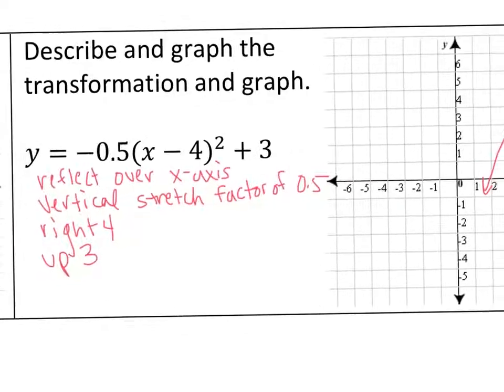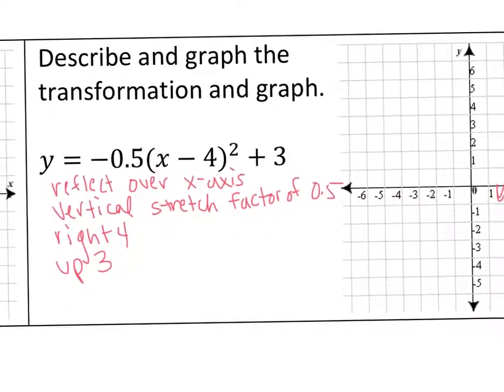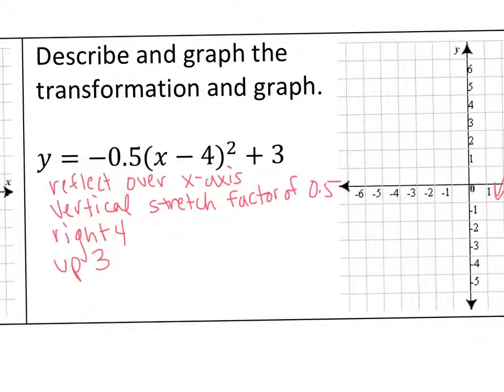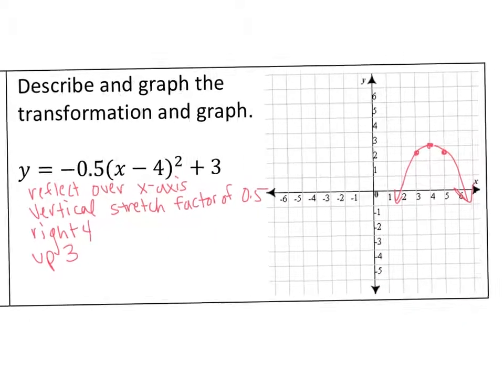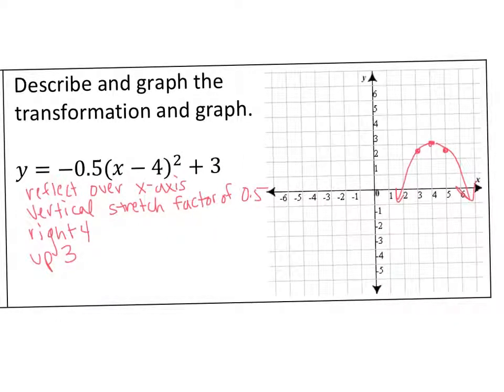For problem 2, we have a parabola as our parent function. We have a negative out front, which gives us a reflection over the x-axis. 0.5 is our vertical stretch. -4 on the inside moves right, and +3 on the outside moves up.